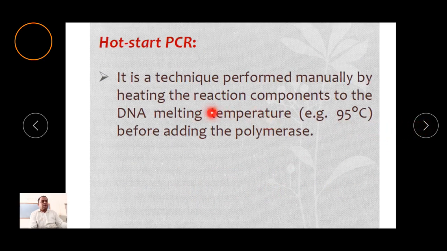Next is hot start PCR. It's a technique that is performed manually by heating the reaction components to the DNA melting temperature, that is 95 degrees centigrade, before adding the polymerase. So DNA is already denatured in this case, and then the polymerase is added. You are doing this to avoid the non-specific interaction of the polymerase with the other strands of DNA present in the template DNA. So earlier only the denaturation is done, and after denaturation is done, then the heat stable polymerase is added into the reaction. Therefore this kind of PCR is called hot start PCR, because we don't want any non-specific interaction of DNA with the polymerase.